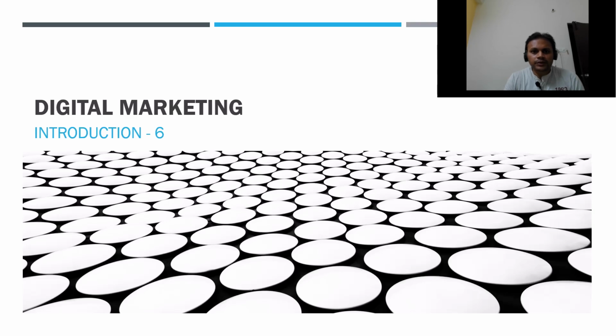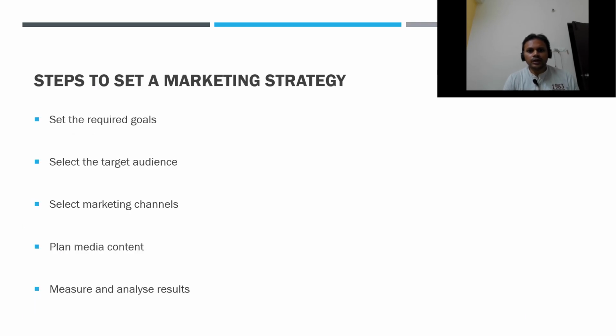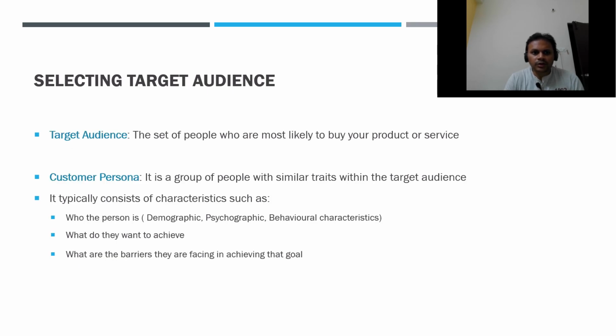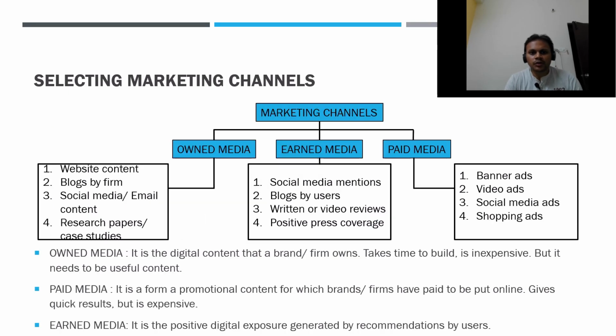So, in the last few weeks, we have started with discussion on marketing strategy steps. Right? We started off with the setting of required goals, then how the goal should be specific, measurable, achievable, relevant, and time bound. And then we discussed selecting the target audience, and how you create a customer persona. And then last week we discussed selecting your marketing channels. So your marketing channels include own media, paid media, and earned media. And then we discussed what all constitutes these subheads.